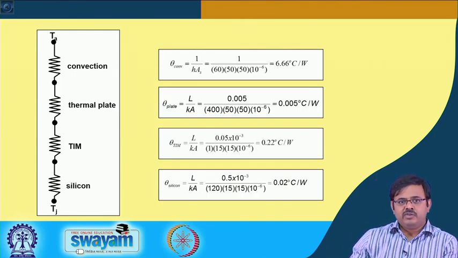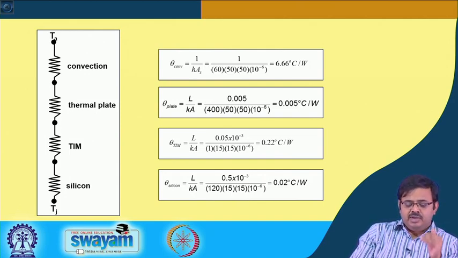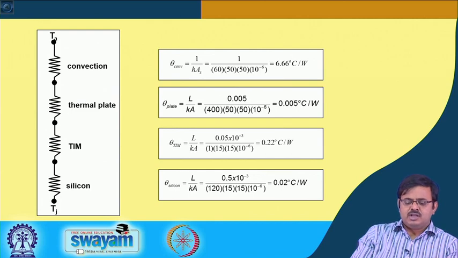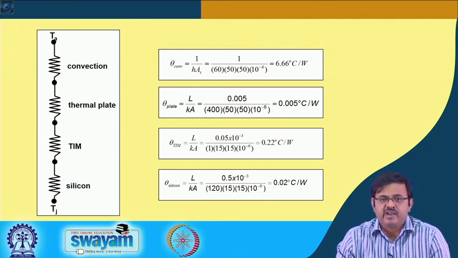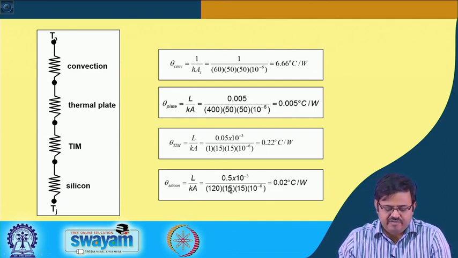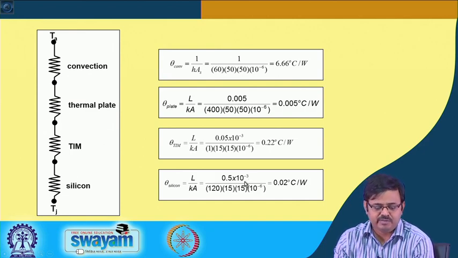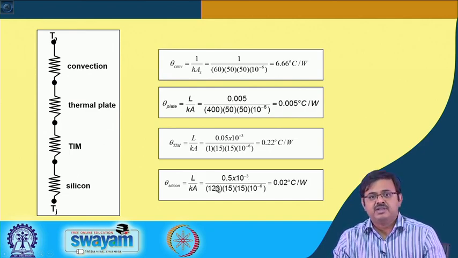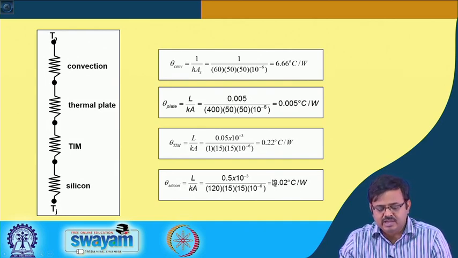Let us look at each of them going from the bottom. The theta, or the thermal resistance, through the silicon is going to be L over kA. Any conduction resistance is L over kA. So, for the silicon, it is L over kA. Recall, the thickness was 0.5 millimeters and the area was 15 millimeters by 15 millimeters, so you have a 10 to the power minus 6 over here. We are doing everything in terms of meters, and thermal conductivity was given as 120 watts per meter Kelvin. So, the silicon thermal resistance comes out to be 0.02 degrees C per watt.